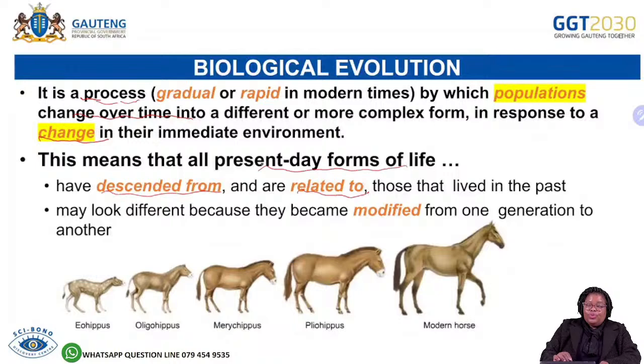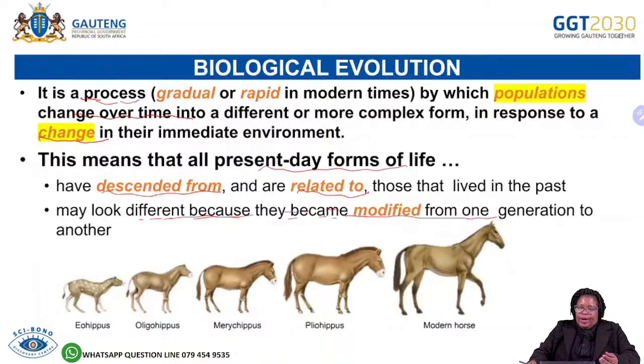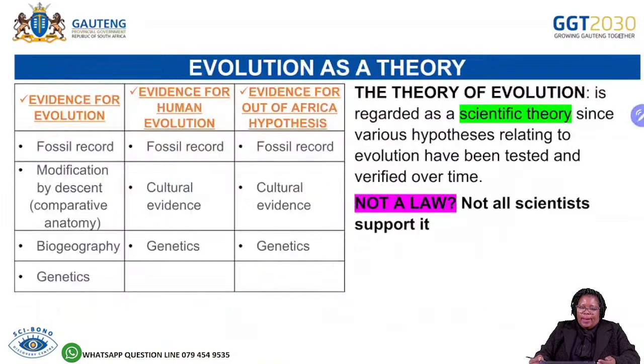Again, what we should know is that they may look different, okay? Now, when they look different, we say they may look different because they became modified from one generation to the other. They became changed in terms of their appearance also. And if they look different, it means they were modified by what? From one generation to the other, right?